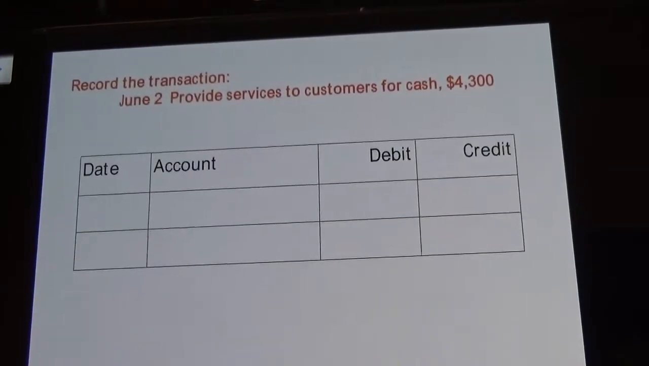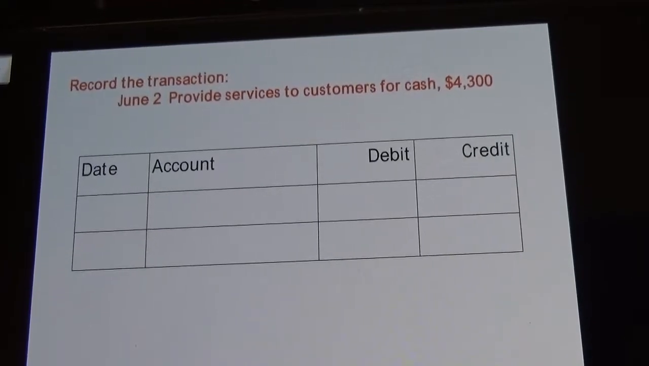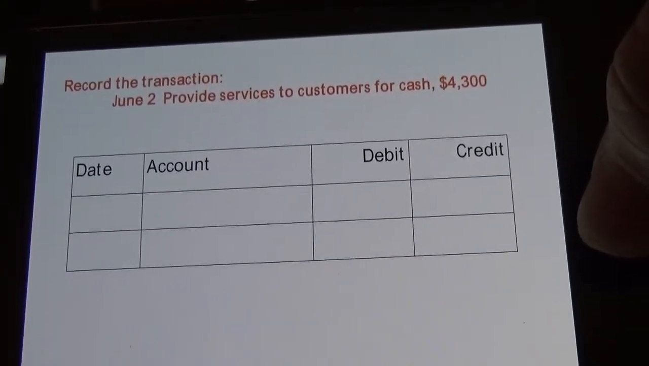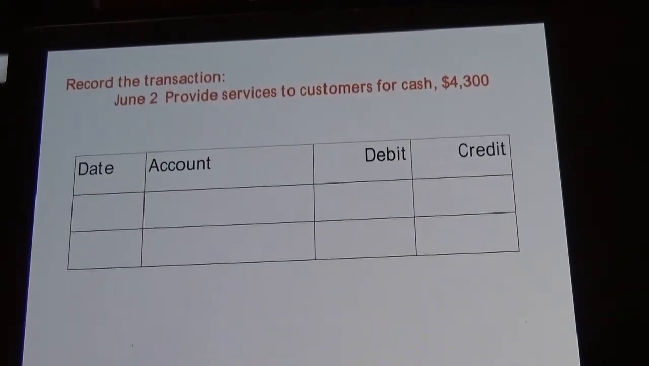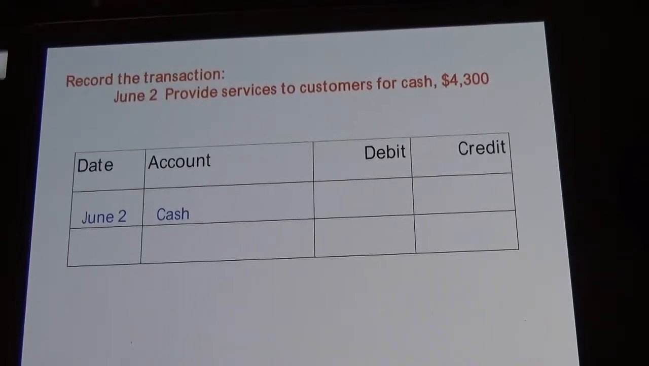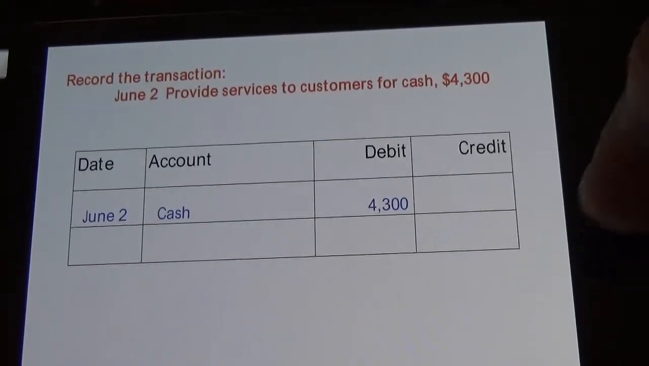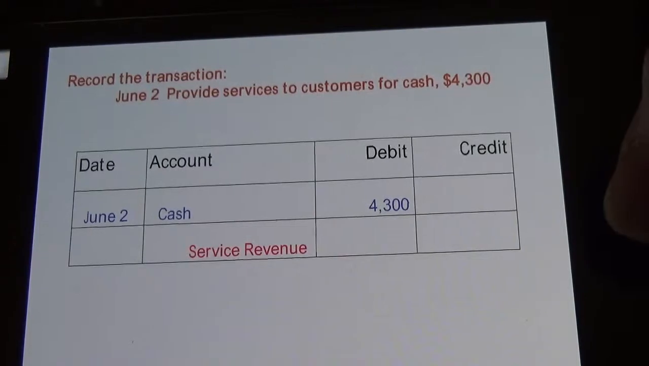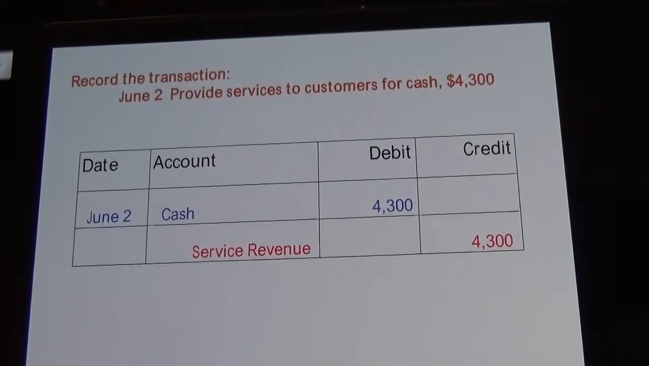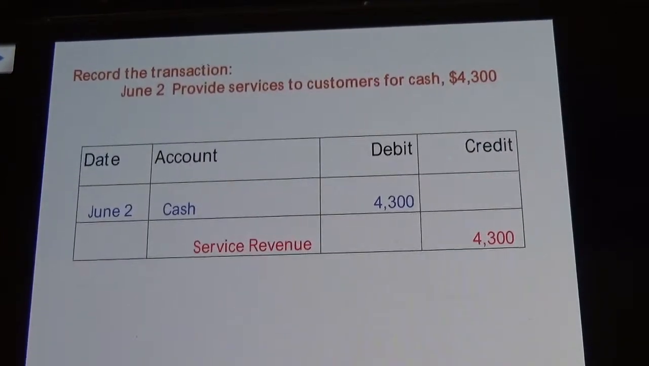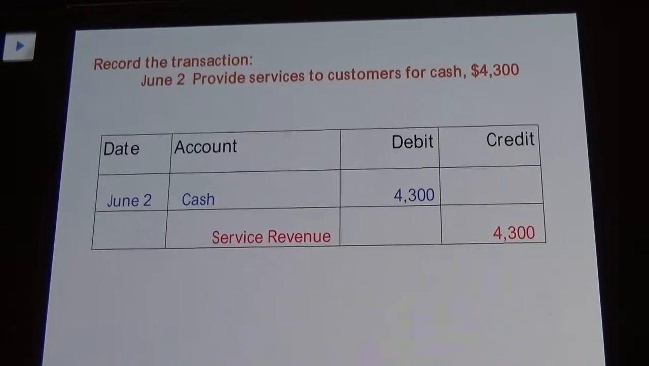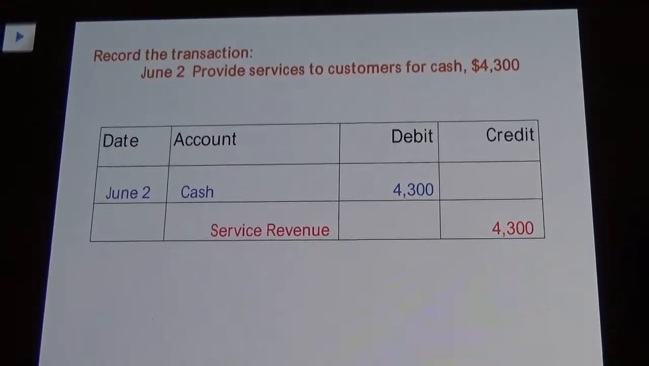Okay, so let's try some examples. First, we're going to provide services to customers for cash, and in this case, that's going to result in debiting cash for $4,300 and crediting revenues, service revenue specifically, for $4,300. We're increasing the cash with a debit, and we're increasing the service revenue with a credit, because assets are debit balance accounts and revenues are credit balance accounts.